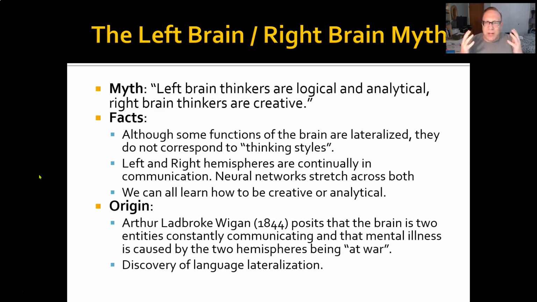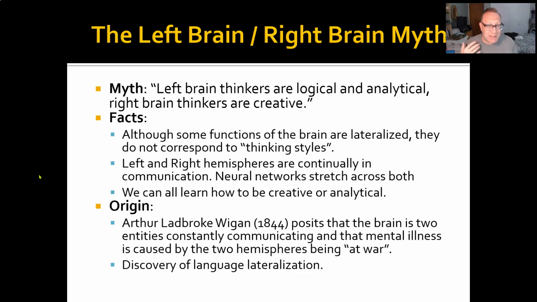As I said, there are neural networks that stretch across both sides for most functions. And that's because, again, evolution uses what it has on hand when it develops. So when a brain evolves new functions, it's just either piggybacking or migrating the function from somewhere else. All of us have the capacity to be both logical and analytical and creative, out-of-the-box thinkers. And you can learn those skills, too. They are skills, not personality traits.